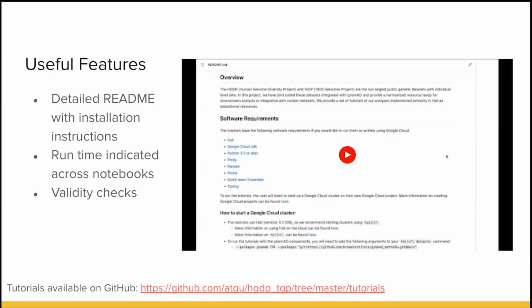We also include the runtime indicated across notebooks as well as validity checks. So if you're running through them yourself, we include what number of samples or variants you might expect after certain steps. So if you're running this on your own, you can make sure that your output is correct.